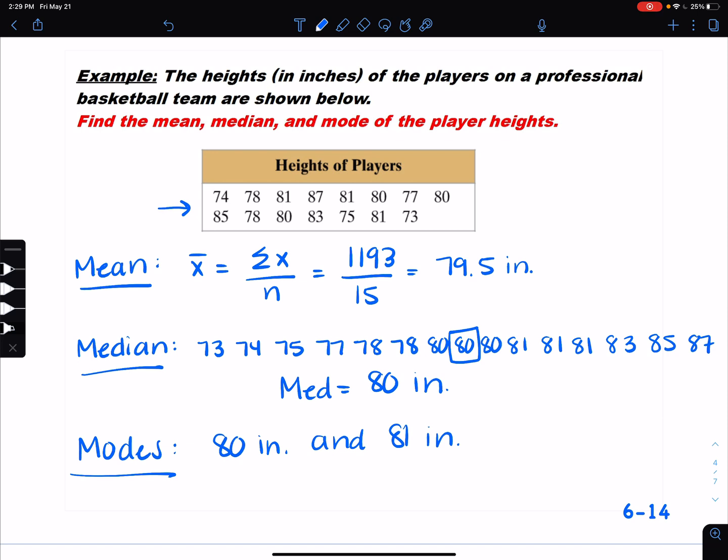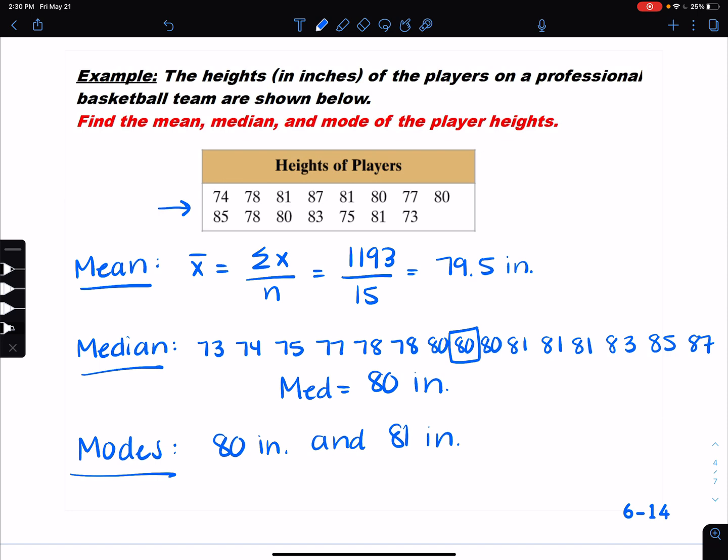Okay, so quick rundown. The mean, again, all I did was take the sum of all the heights. That's where I got my 1,193. And I divided by 15 because there were 15 heights. And when you state a measure of center, it's always good to include the units because you're trying to describe the data. So notice in this case, I said the mean height is 79.5 inches.